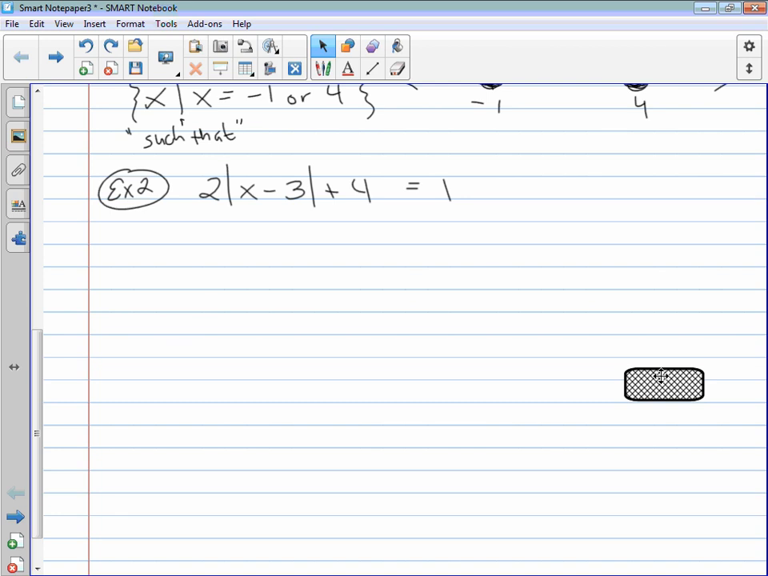Take 7 seconds, and I want you to try to answer these 2 questions. Question number 1, how is this problem different from the first example? Question number 2, what do you think is going to be the first step? Think about it, 7 seconds, don't tell me.